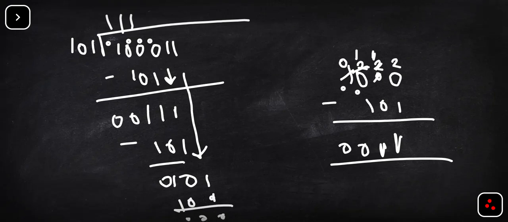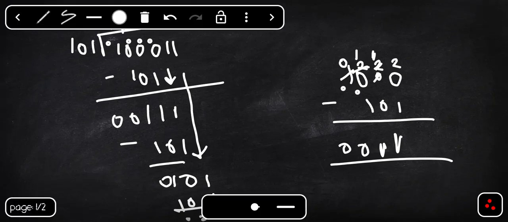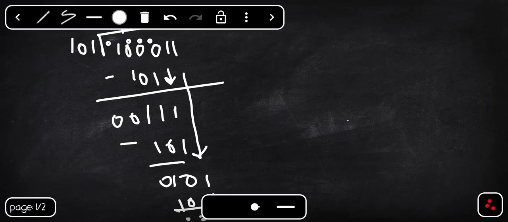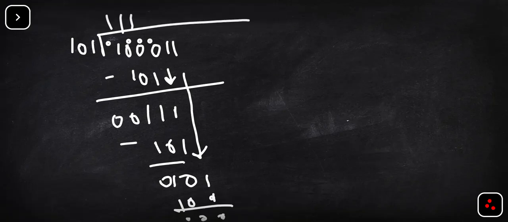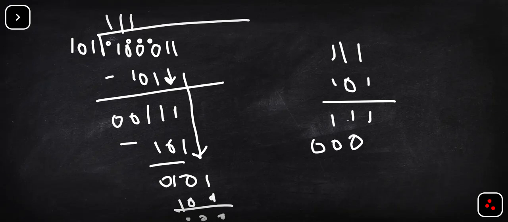So let's check if this is actually correct. Let's see. We have 111 times 101. We're going to have 1 times 1 is 1, 1 times, okay? You know how to multiply, right? Then we'll do the same thing, and we'll get 1, 1, 1 plus 0 plus 1 is 1, 0.